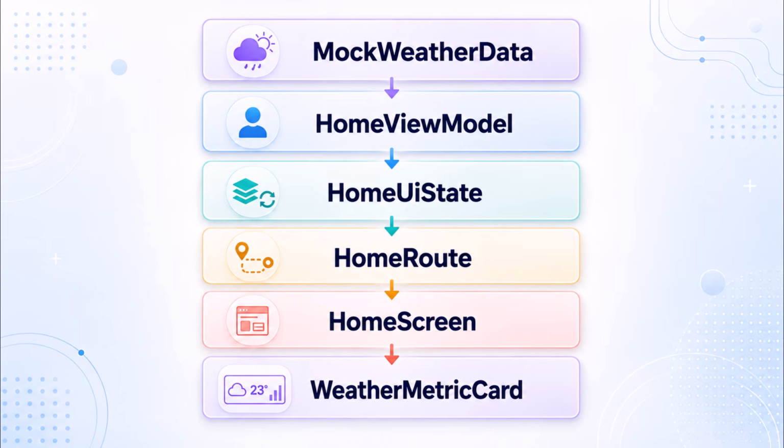MockWeatherData contains the current weather object. Home ViewModel reads that object and places it inside Home UiState, exposed through StateFlow. Home Route collects the state with lifecycle awareness. It then passes the values and callbacks into Home Screen. Home Screen does not create the ViewModel and does not fetch data. It only renders the state it receives. That is the state hoisting boundary in this project.